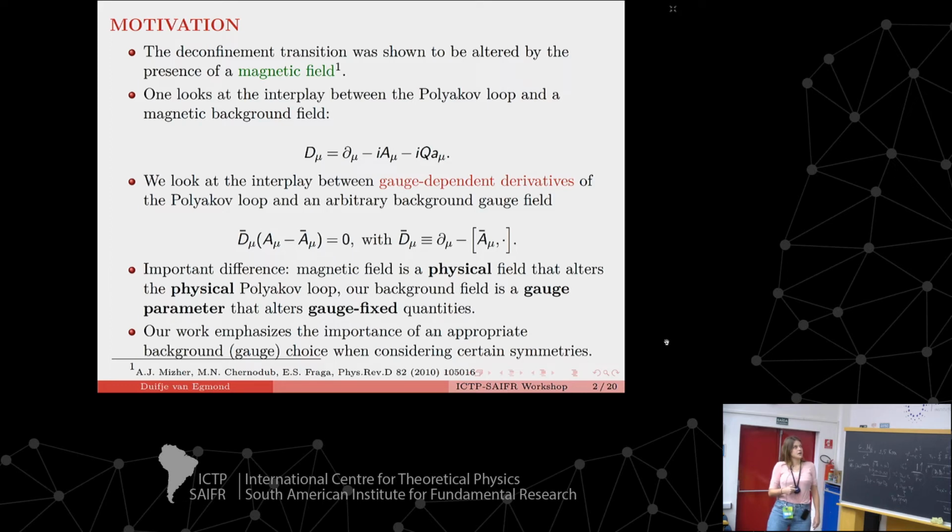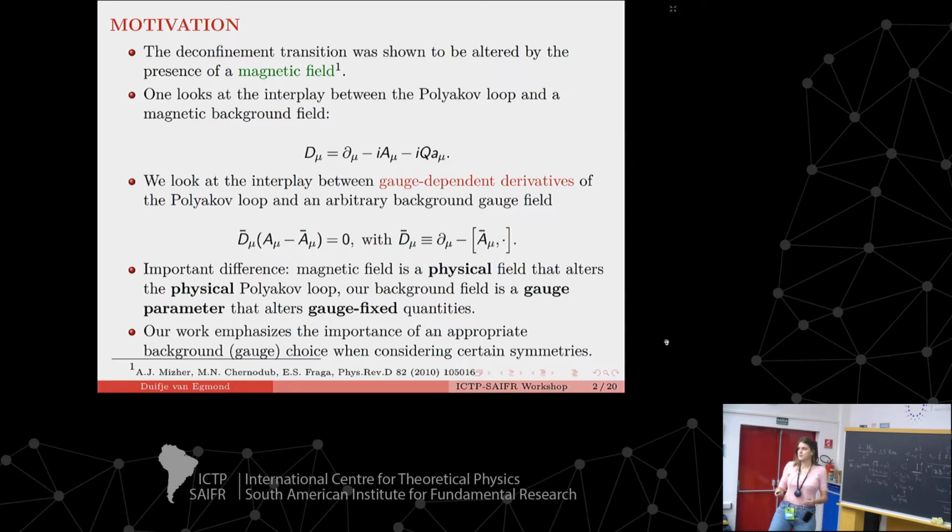Here you have the standard non-abelian gauge field, and you introduce an extra external abelian field, which represents the magnetic field. Now, in our work, we also look at the confinement-deconfinement transition, but not by looking directly at the Polyakov loop, but looking at gauge-dependent derivatives of the Polyakov loop. And we also introduce a background field, but we introduce it in the gauge fixing. And the reason we introduce this background field is through the background field methods to sort of lift the gauge invariance even after gauge fixing. But I will talk about that more later.